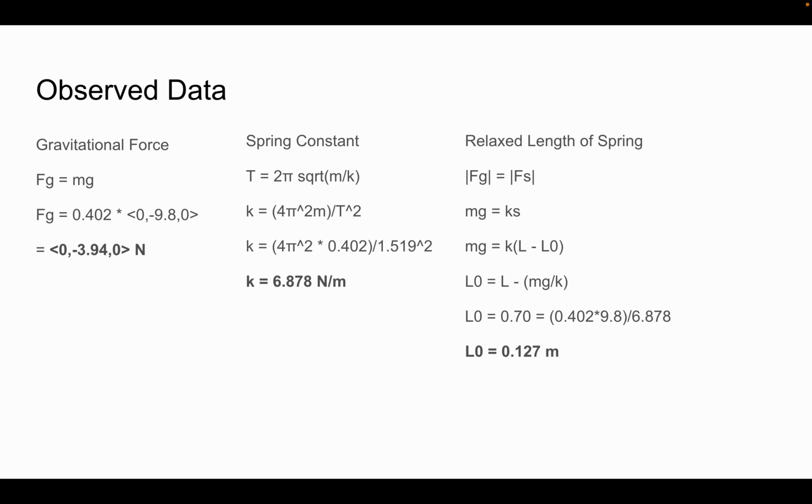And then for the spring constant, we use the equation, the time period is equal to 2 pi times the square root of m over k, and when we rearrange to solve for k, we get 6.878 newtons per meter for k as a spring constant. And then the relaxed length of the spring can be found by using the force of gravity equaling the force of the spring. And then when we solve, we get that the relaxed length of the spring is 0.127 meters.